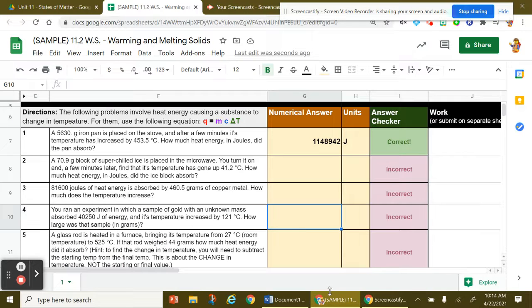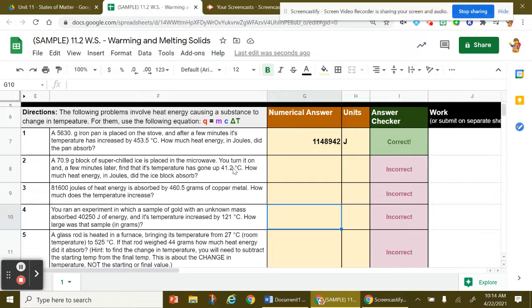Okay, let me try number 2. A 70.9 gram block of super chilled ice is placed in the microwave. You turn it on, and a few minutes later find its temperature has gone up 41.2 degrees Celsius. How much heat energy in joules did the block absorb?